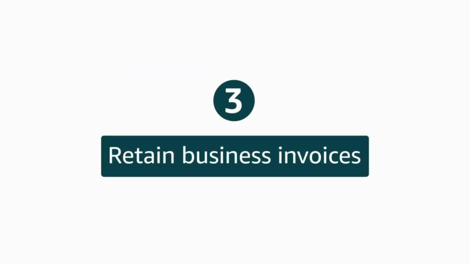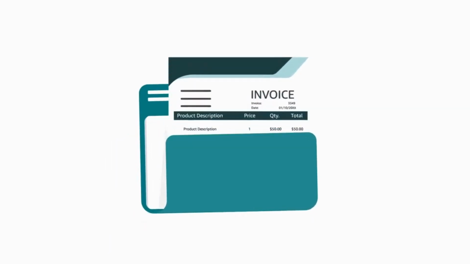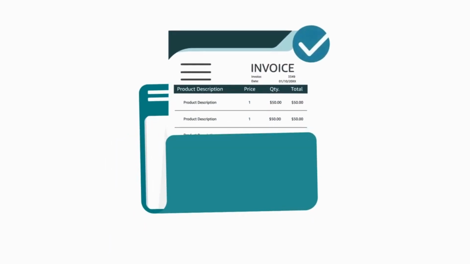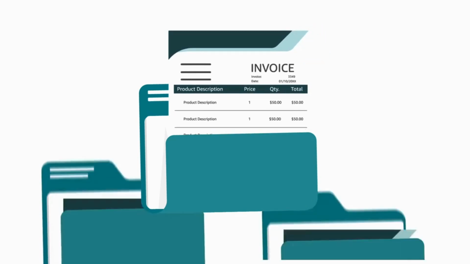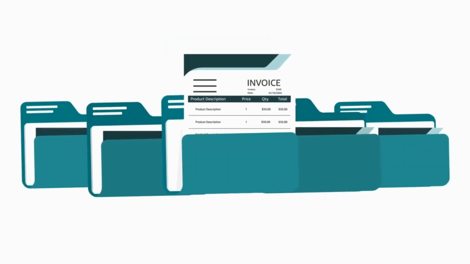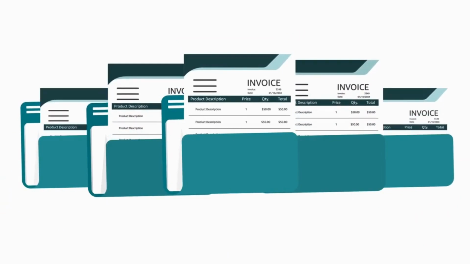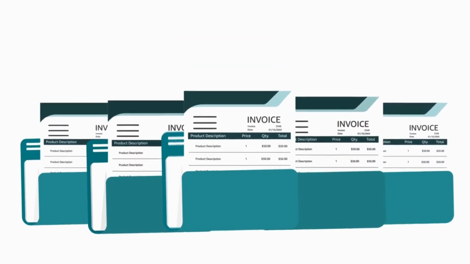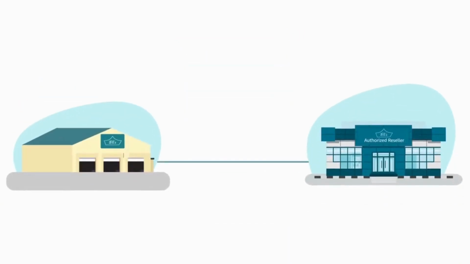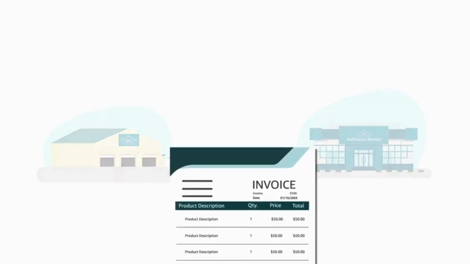Number three, retain business invoices. Amazon may request that you provide documentation, such as invoices showing the authenticity of your products or authorization to list them for sale. When purchasing products that you plan to sell on Amazon, be sure to retain all your invoices. Invoices help substantiate that you have purchased the products from a valid supplier.